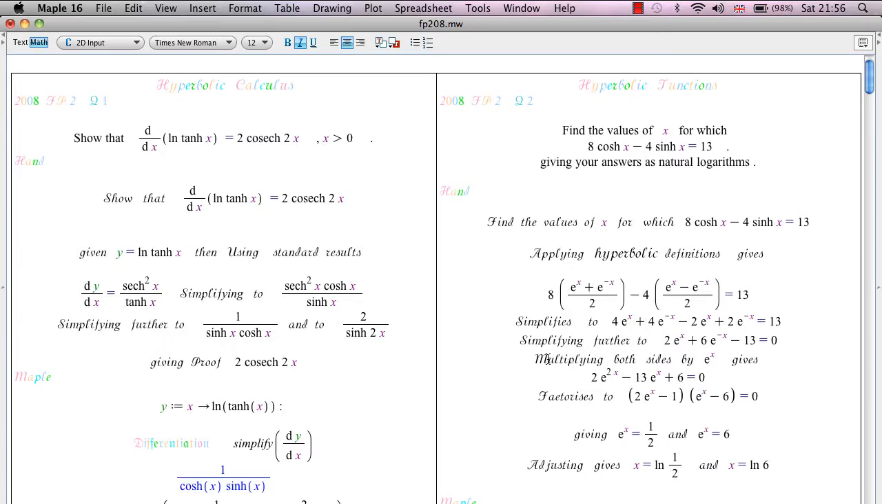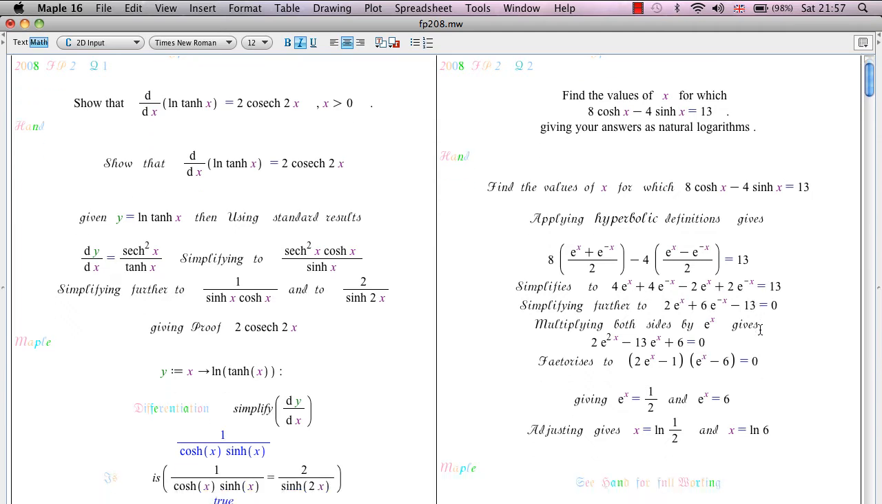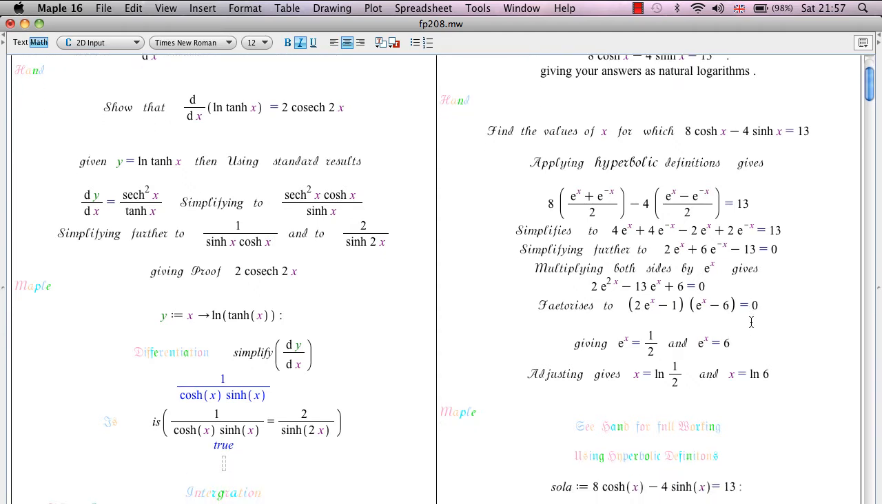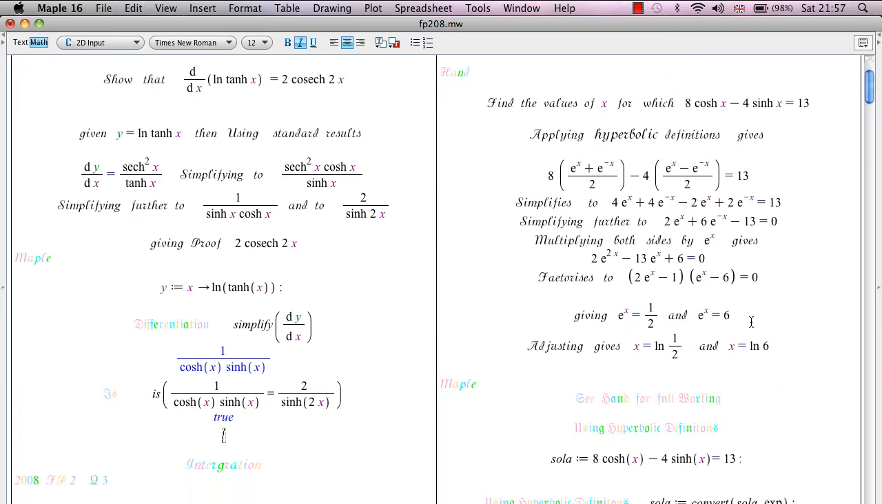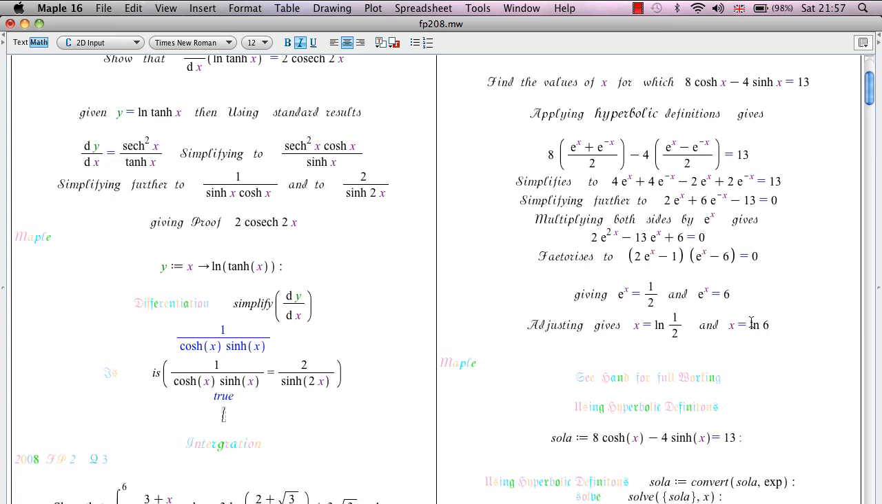Question 2, hyperbolic functions, solving the equation given. So substituting exponential definitions for cosh x and sinh x, simplifying, multiplying both sides by e to the power x, gives a quadratic, and factorizing gives e to the power x as a half and 6, and x equals ln a half and ln 6.